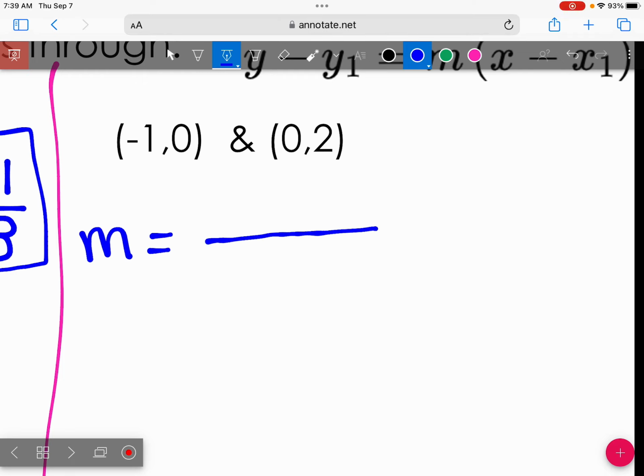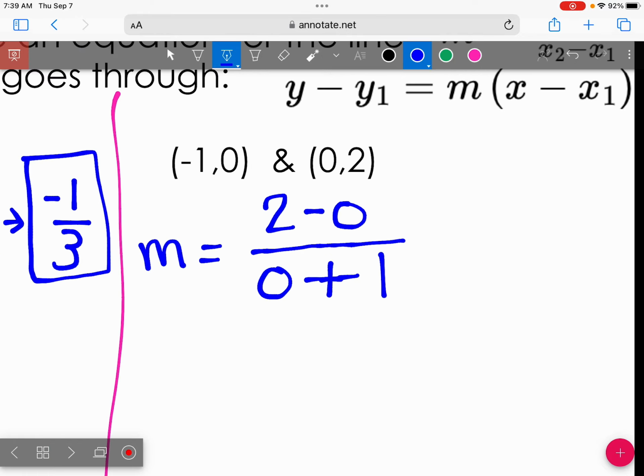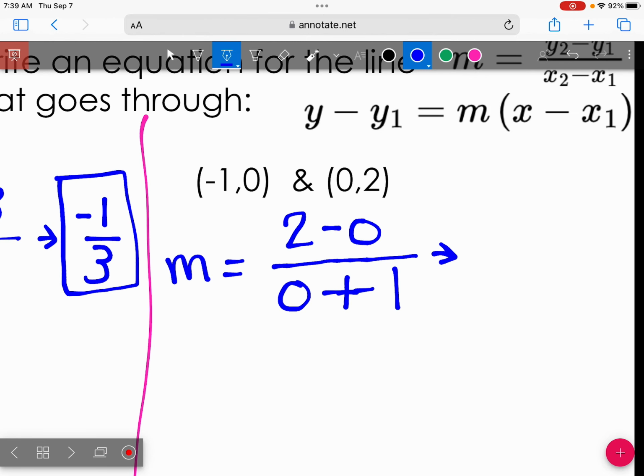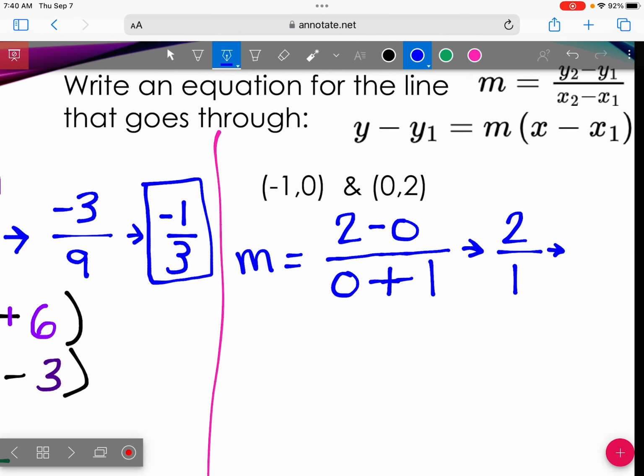What are we going to put on our slope? 2 minus 0 and 0 minus, super close. Yeah, 0 minus negative 1, also known as 0 plus 1. So be super duper careful. Watch out for those negative signs. They become a little bit deadly. So 2 minus 0 is 2. 0 plus 1 is 1. 2 over 1, more commonly said as 2. So we have a slope of 2.